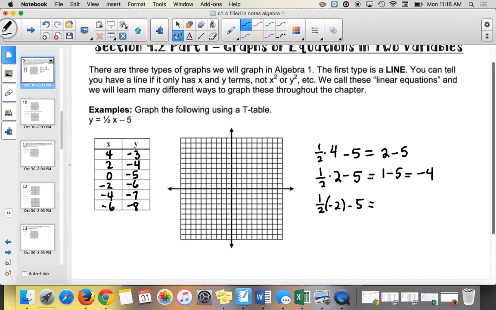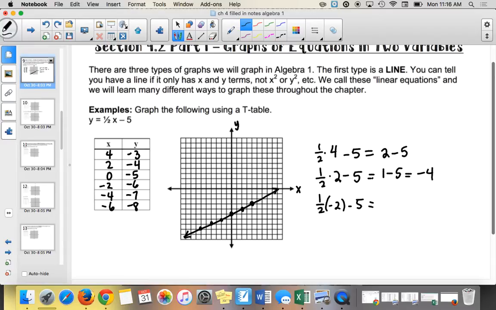Remember 4, -3, we go towards the positive x, and we go negative y. So I'm going to go to the right 1, 2, 3, 4, down 1, 2, 3. That's where my point is. We're counting the spaces, not the lines. If I do 2, -4, I'm going to go over 2, down 1, 2, 3, 4. 0, -5. -2, -6. See how it's following a little pattern? -4, -7. And -6, -8. I didn't have to do those points, I just want a couple positive and a couple negative. We can use a ruler to draw a nice straight line in. So that's our line.